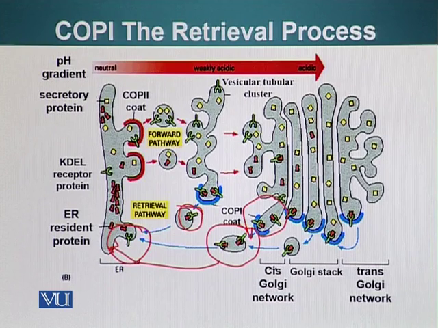In the ER, the pH is more neutral, whereas once we start moving from the ER to the vesicular tubular cluster or the Golgi, the pH becomes acidic. In acidic pH, these receptors can bind proteins which are displaying the KDEL sequence. However, once these vesicles fuse with the ER, the pH there is more neutral. These receptors can no longer bind KDEL sequence proteins, and these are released in the lumen of the ER.